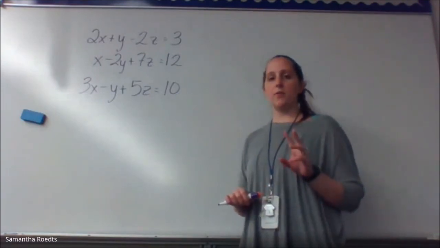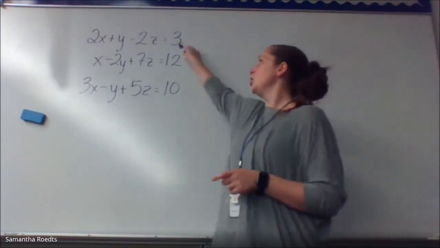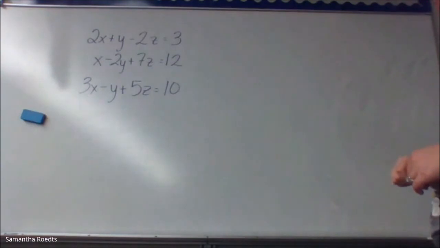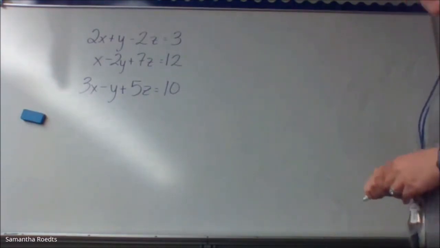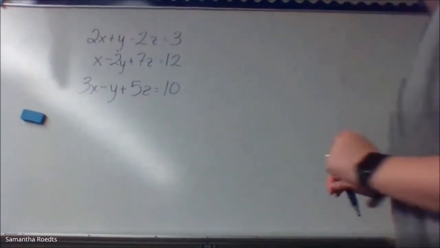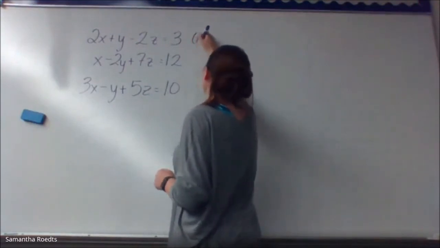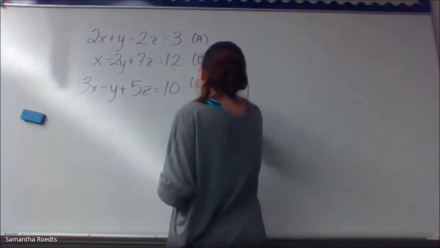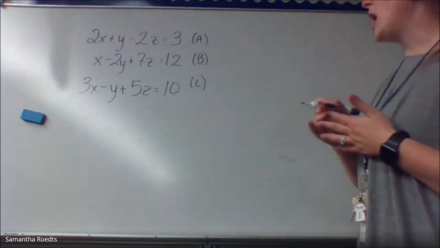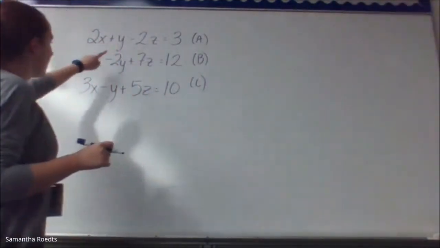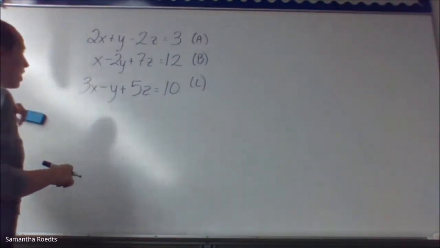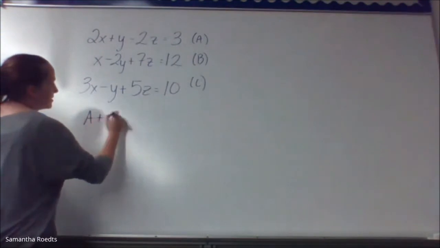All right, so this is for the second try it problem. I have 2x plus y minus 2z equals 3, x minus 2y plus 7z equals 12, and 3x minus y plus 5z equals 10. Okay, so I can go ahead and label these A, B, C. Okay, so I'm looking at these and I see that y in A and y in C are opposite of each other, so I can add them together and get rid of my y's. So I'm going to do A plus C.